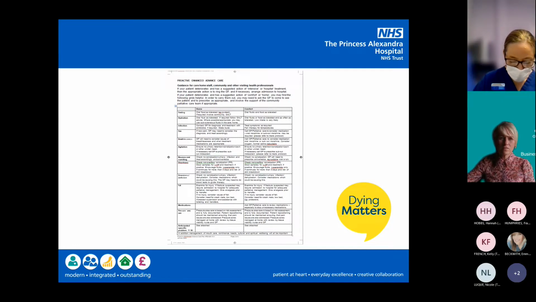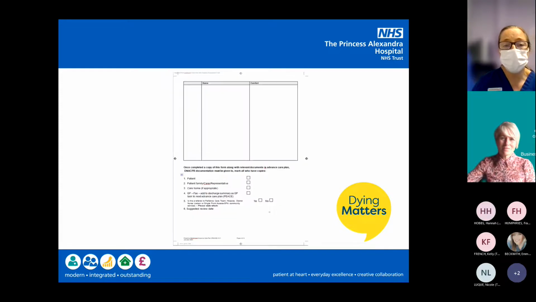And then there's also pressure area care. So this page, when you see it up close, is a really nice sort of checklist for care homes to think what should they do if the patient does start to experience symptoms. Can you go on to the next page, please?